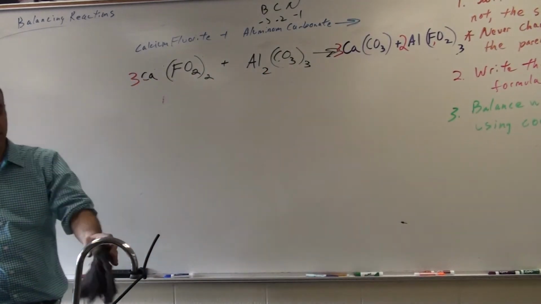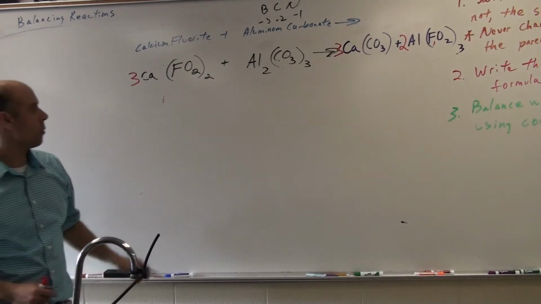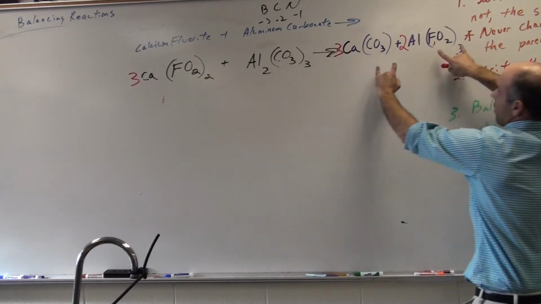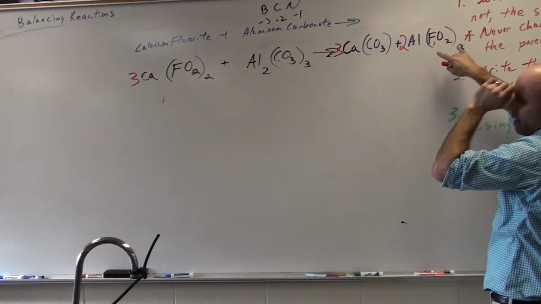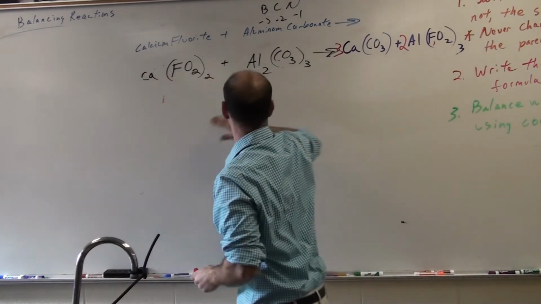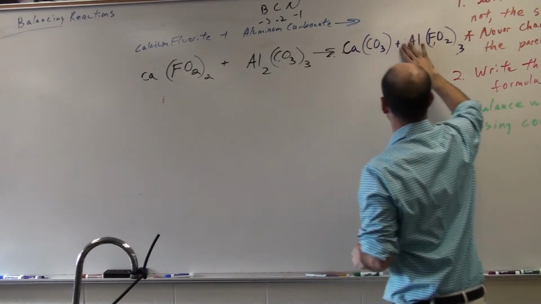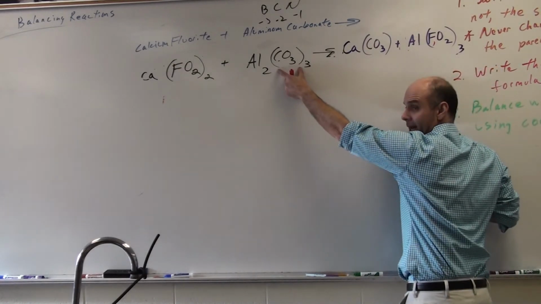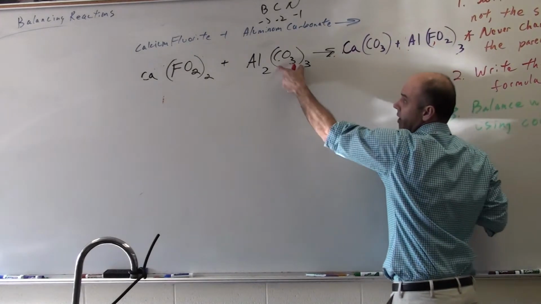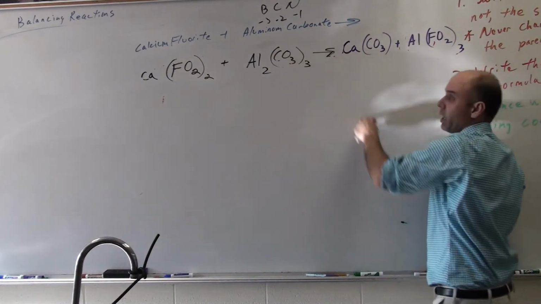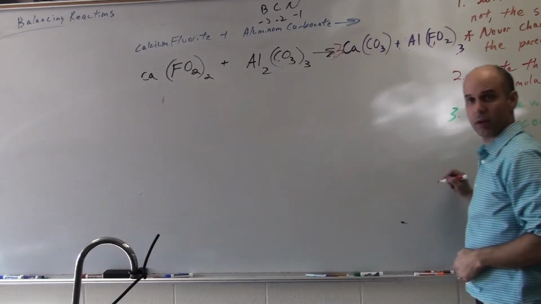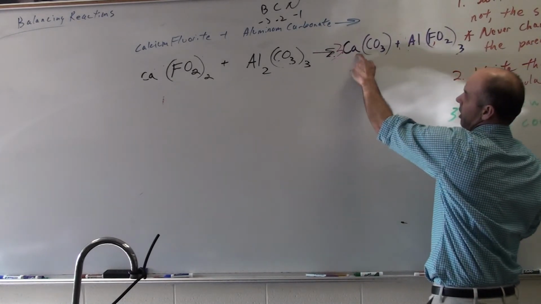Now as you get good at this, you can balance the whole anion. So I could look at this and say, how many carbonates do I have? Don't balance the carbon and the oxygen individually. How many of those do I have? 3. So how many of these should I have? 3. Then what does that do to my calcium? I got 3.